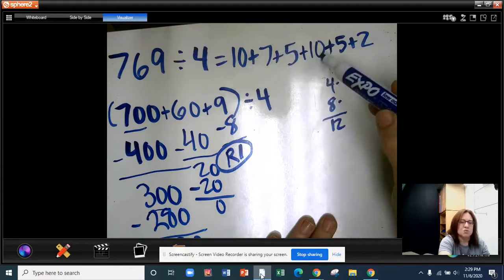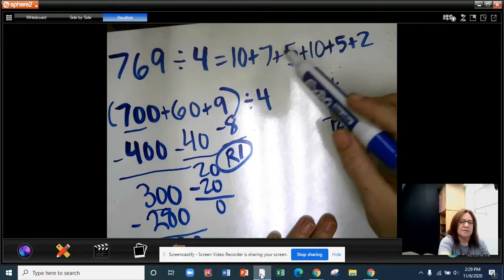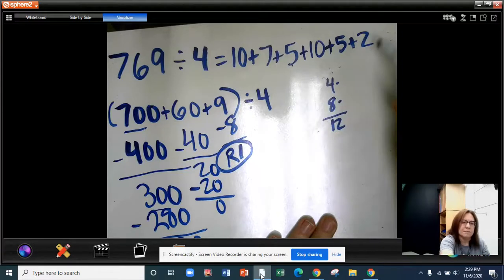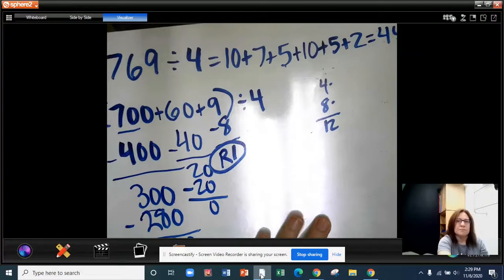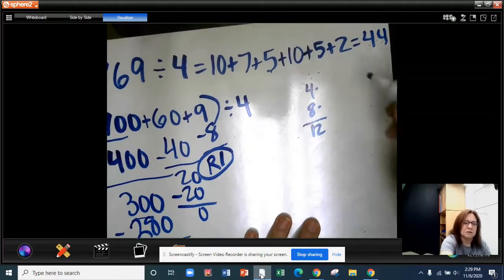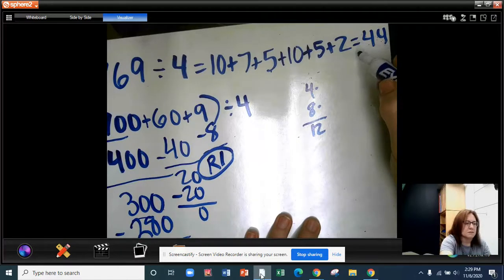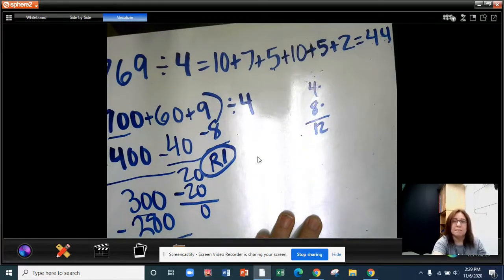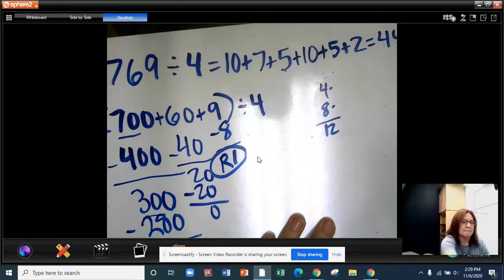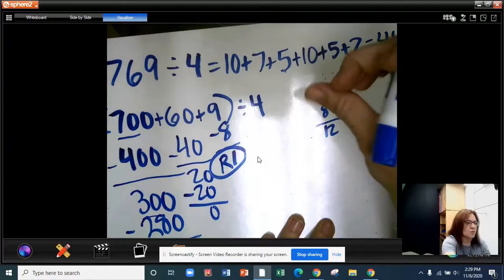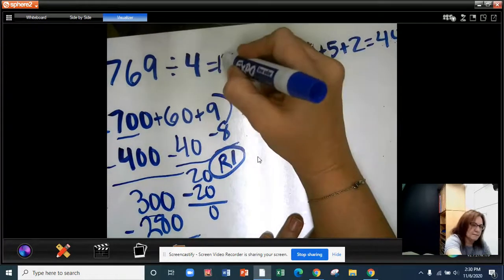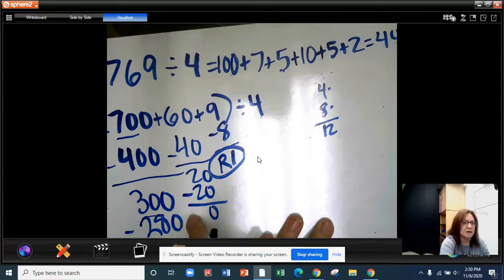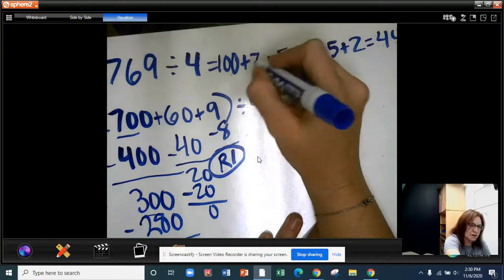So 10 plus 10 is 20, 25, 35, 36, 37, 38, 39, 40, 41, 42, 43, 44. So 44. Let's see. I made a mistake somewhere. This was 4 times 100, and I wrote 4 times 10. There we go. And then this was 4 times 70, and I wrote 4 times 7. This is what happens when you get in a rush, guys.